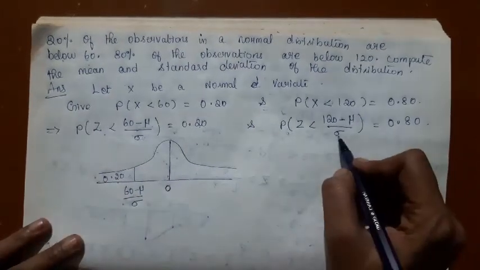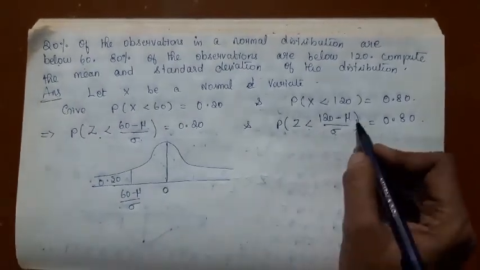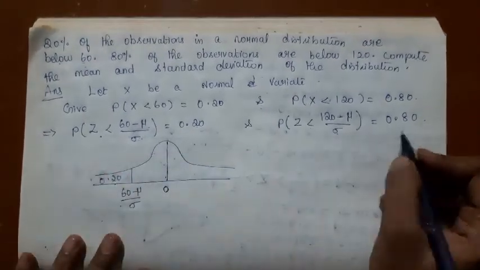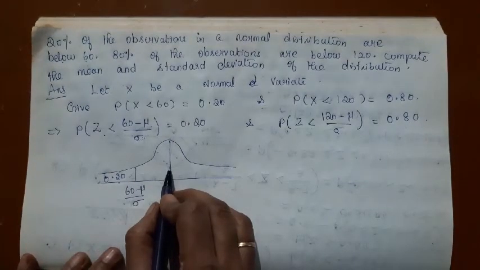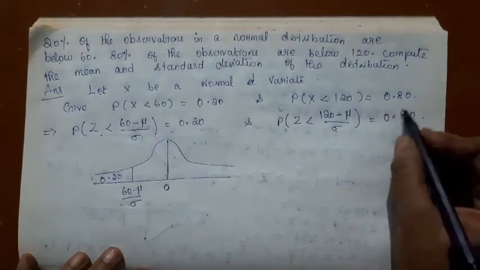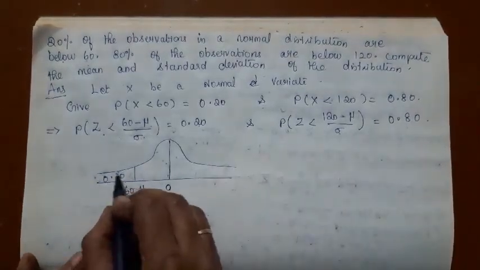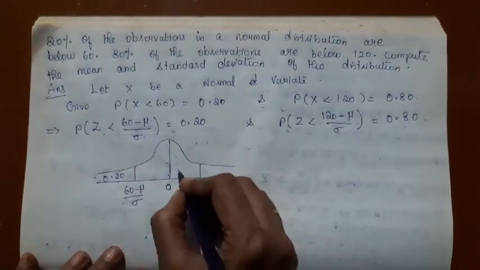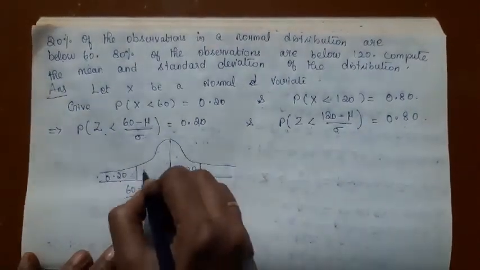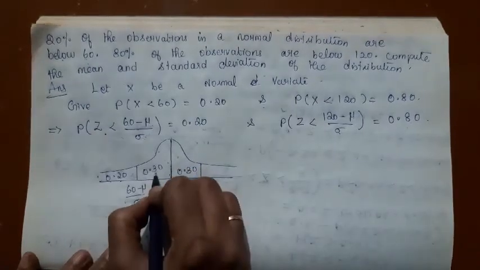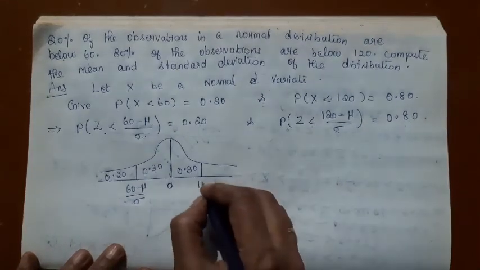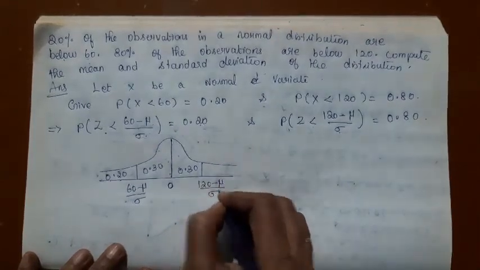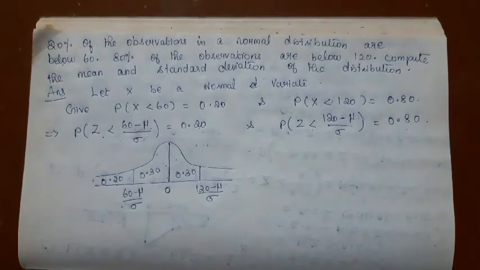Okay. Now come to this information. Probability of z less than (120 minus mu) by sigma is 0.8. If you start from here and cover up to this area, you would have covered 0.5, right? And you should cover 0.3 more to get 0.8. So come up to here and write 0.3. So see here, 0.2 plus 0.3 is 0.5, plus 0.3 becomes 0.8. So this is (120 minus mu) by sigma, right? This is how you should cover the area.